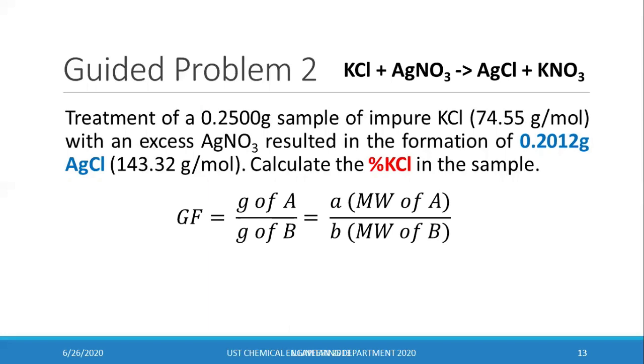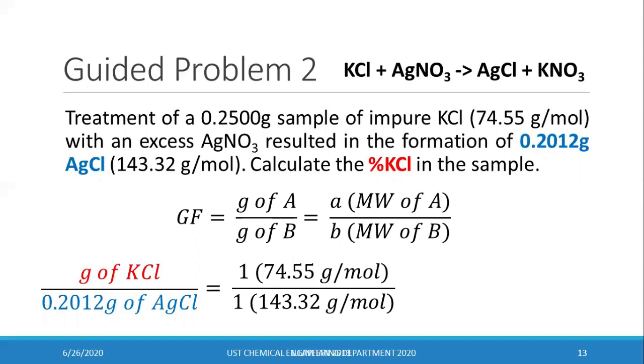Let's replace A with potassium chloride and B with silver chloride. The ratio of this mass is equal to 1 times the formula weight of potassium chloride divided by 1 times the formula weight of silver chloride. The equation contains only one unknown. Solving for the mass of the potassium chloride, we will get 0.1047 grams potassium chloride.